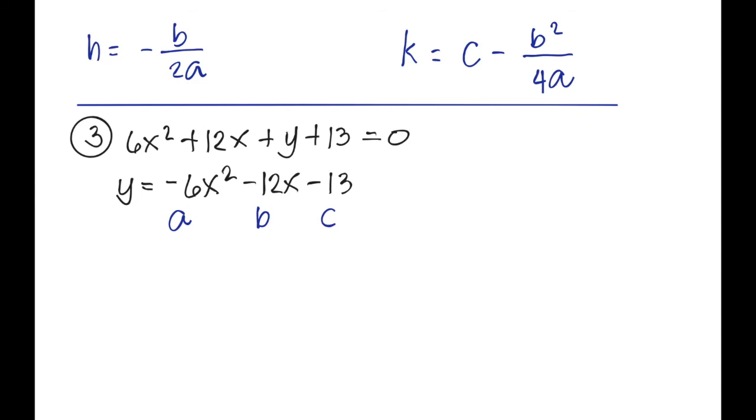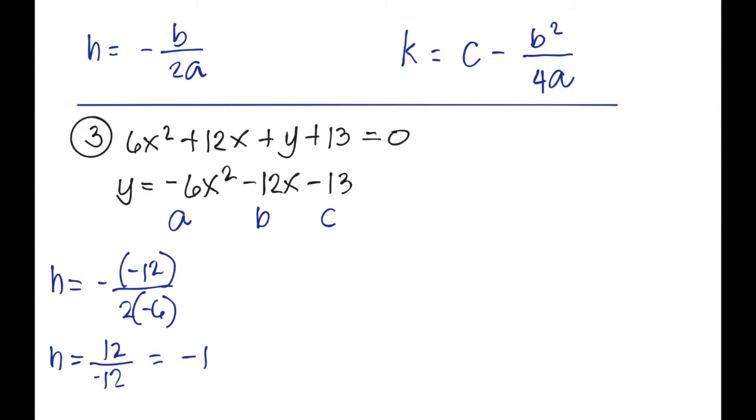Using these values, we are going to solve for h, which is h is equal to negative b, which is negative 12, over 2 times negative 6. So if we are going to simplify that, we have positive 12 over negative 12, in which our h now is equal to negative 1. So this is our value for h.